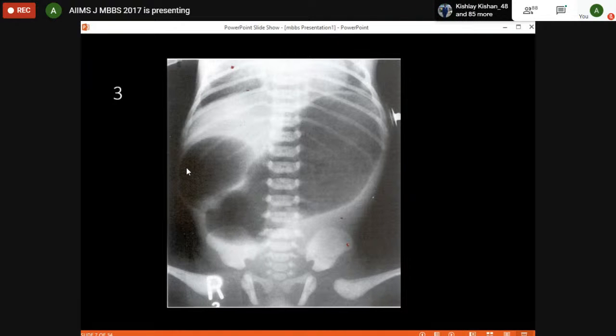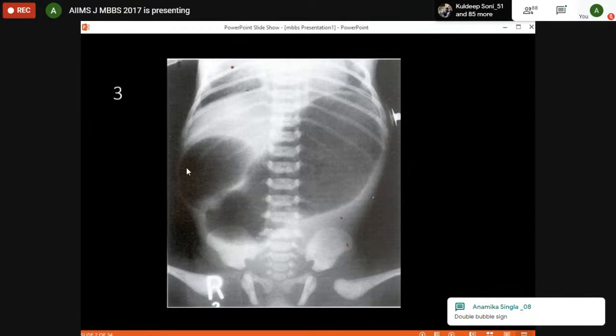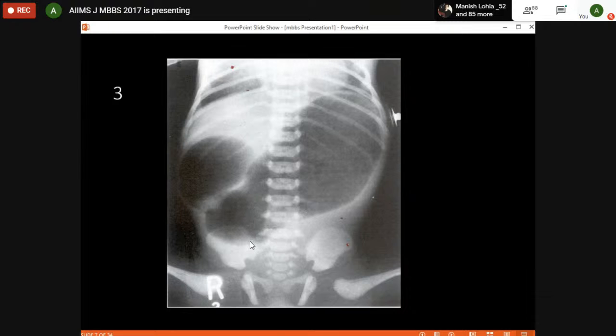Any sign that you know of here in duodenal atresia? Double bubble sign, good. And what gives rise to the double bubble sign? Why does this appearance come? Okay, I'll tell you. So you can clearly see there are 2 bubbles here, right? There is one large bubble here and there is one smaller bubble here.